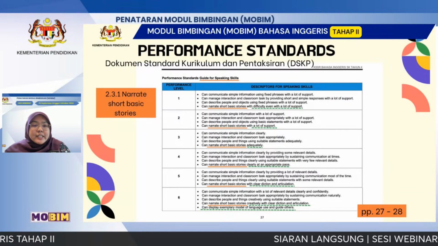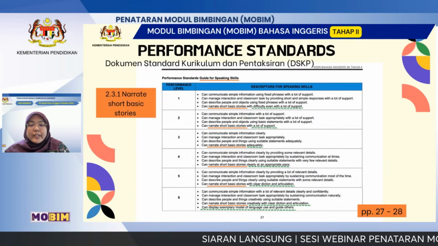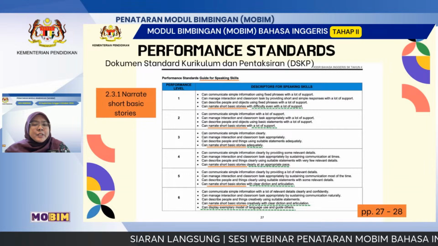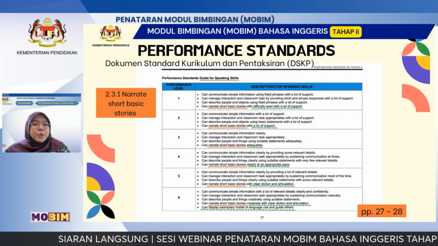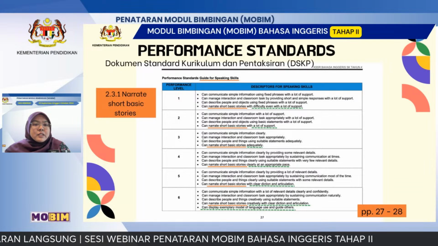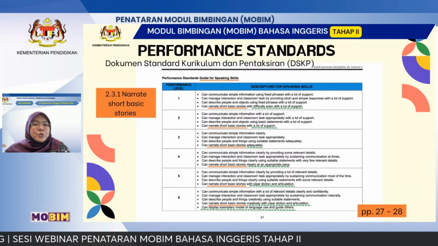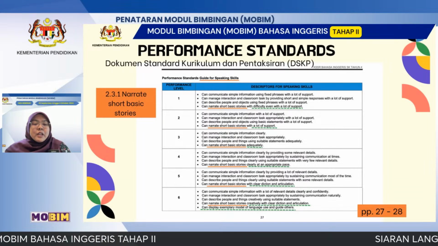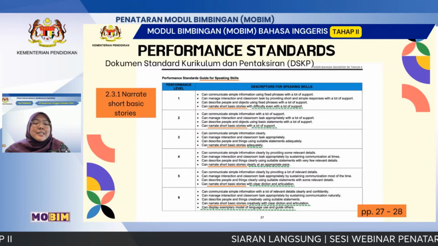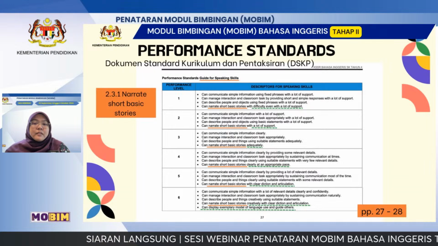So for instance, let's look at performance level 1. To what magnitude can the pupils narrate short basic stories? This descriptor tells us that the pupils at this level face difficulty narrating short basic stories. And this is despite the fact that they are given a lot of support.